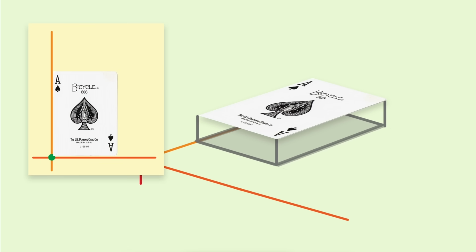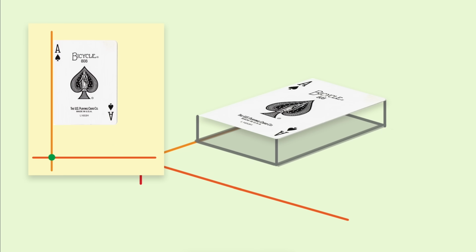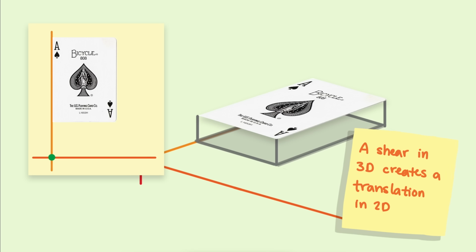Or seen another way, if we take a bird's eye view, when we shear in 3D, it looks no different to us than if the card was on the tabletop and was translated where we wanted it. A shear in 3D creates a translation of a shadow in 2D.